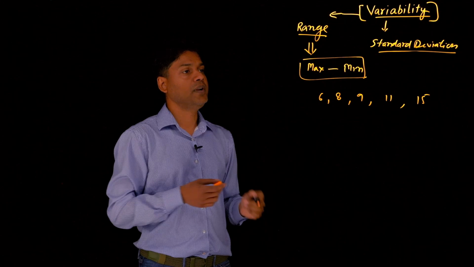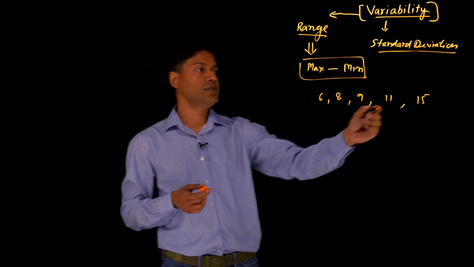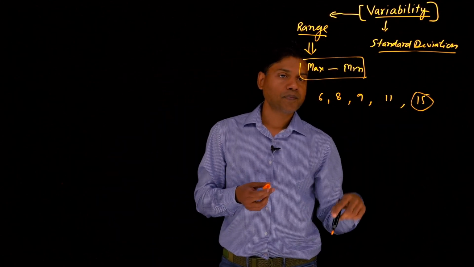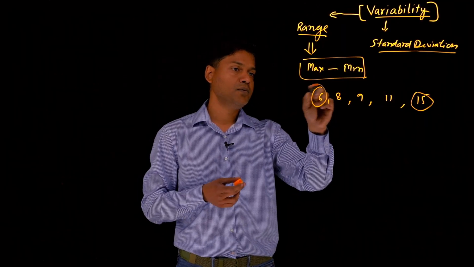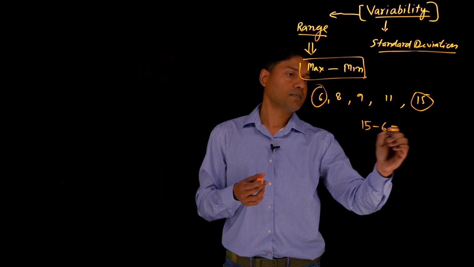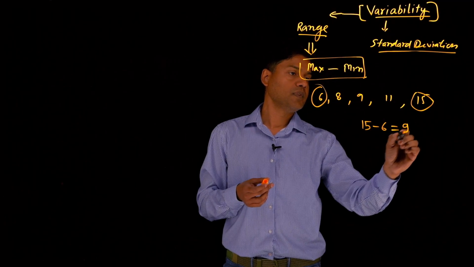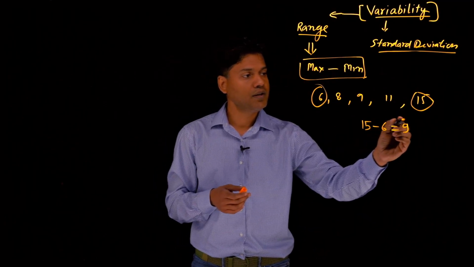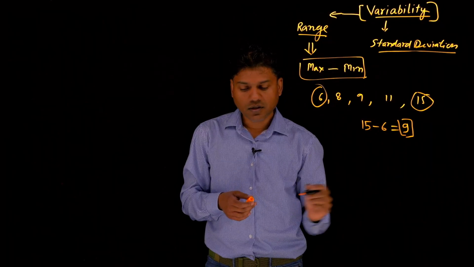If I have to calculate the range, I'll take the maximum value from the data, which is 15, and the minimum value from the data, which is 6, and subtract it, which gives 9. So that is going to be our range.